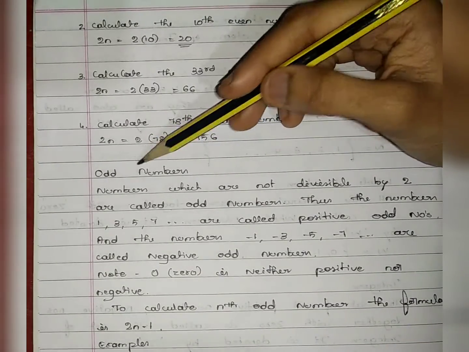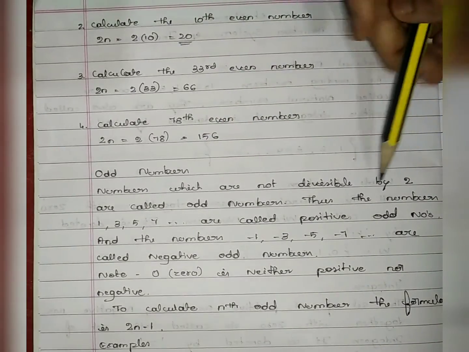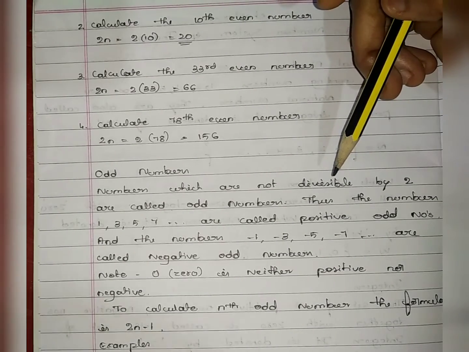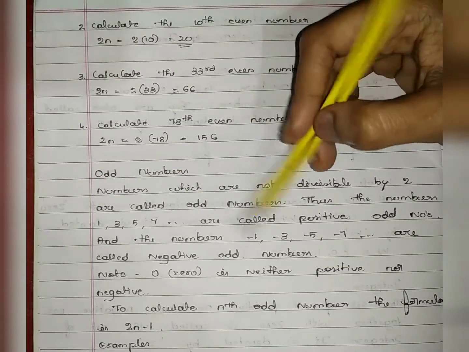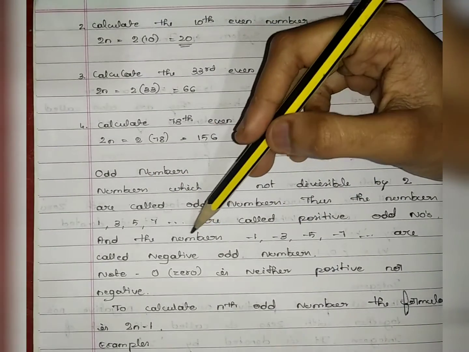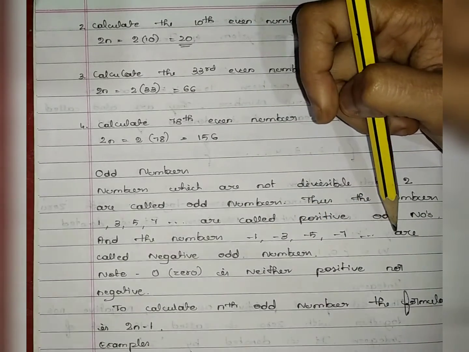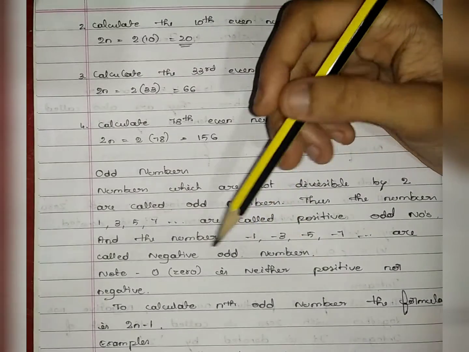Then it comes to odd numbers. Numbers which are not divisible by 2 are the odd numbers. Thus, numbers 1, 3, 5, 7 are called positive odd numbers, and the numbers minus 1, minus 3, minus 5 to infinity are called negative odd numbers.